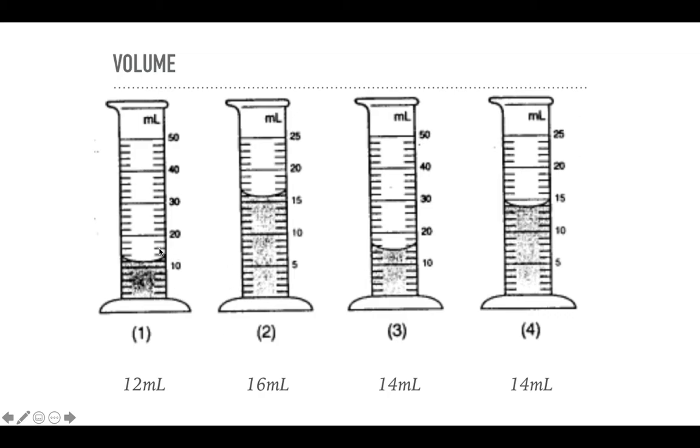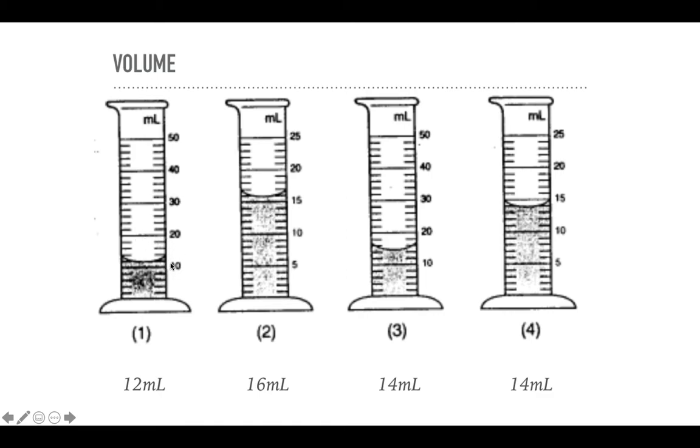We've got to measure these graduated cylinders, and we have to look at the bottom of the meniscus, as well as the number of measurements or increments between the given numbers. So I'm on the left here. Hope you can see my mouse moving. We have 10, and we have 20.